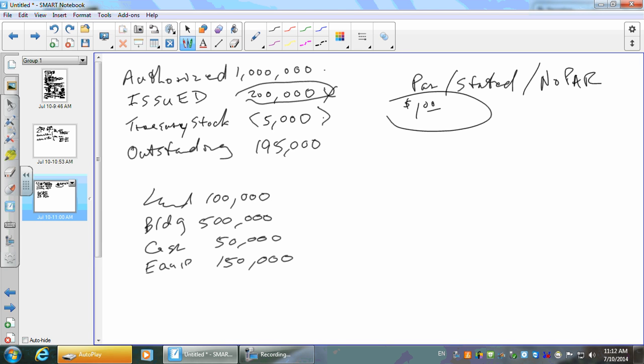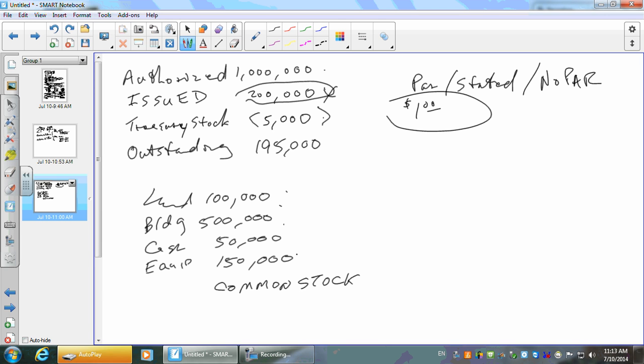Give me the journal entry. I already did the hard part. Debit land, debit building, debit cash, debit equipment. Those are debits. They're all assets, right? Credit something. That wasn't the hard part, that's common stock. Absolutely, you got it. These are the voting shares of stock, the common stock of the company. We'll handle preferred stock separately. That's the preferences. Preferred makes it sound better. We'll talk about advantages and disadvantages of it.